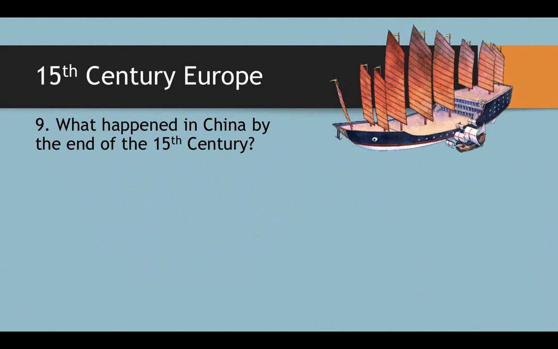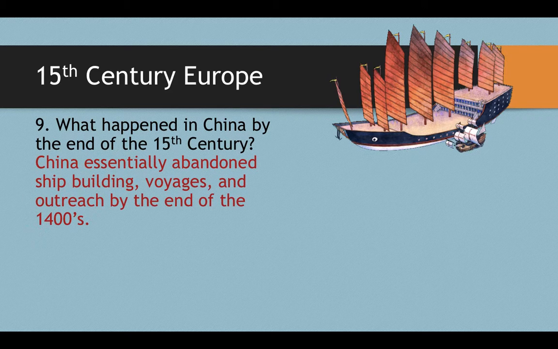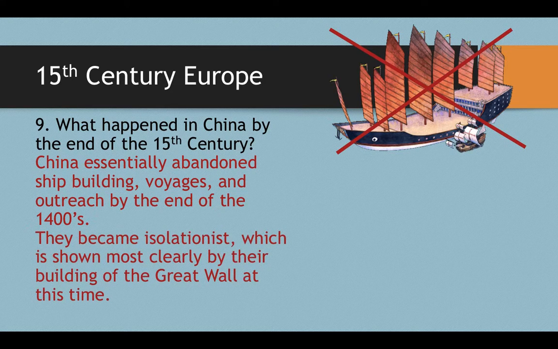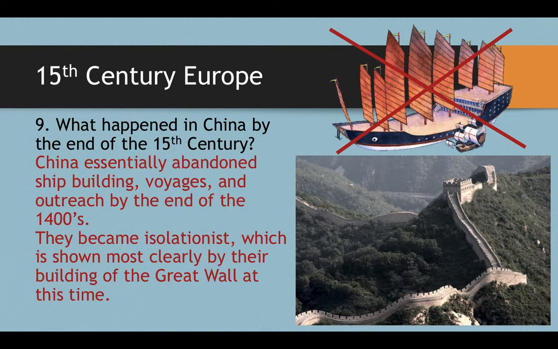But then, by the end of the 15th century, by the end of the 1400s, China essentially abandoned shipbuilding. All right, they stopped. They stopped building ships. They stopped all their voyages, stopped this outreach and trade by the end of the 1400s. They got a new emperor in the Ming Dynasty, and he basically said, this is not what China's going to be about anymore. And so by the end of the 1400s, you have China becoming very isolationist, which is shown most clearly by the Ming Dynasty building the Great Wall, which was around this time.